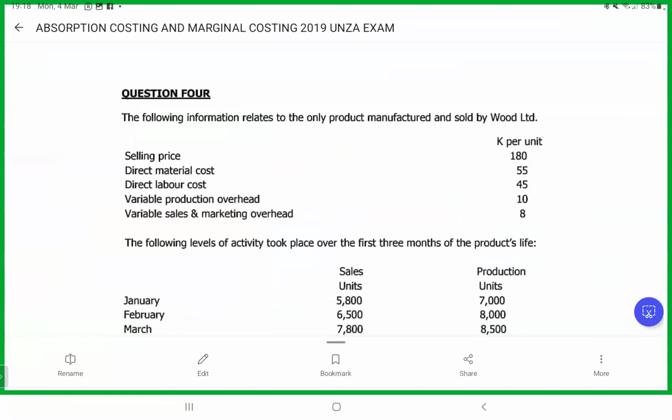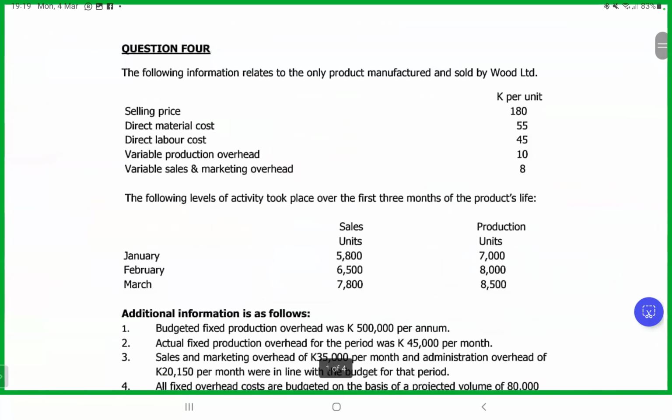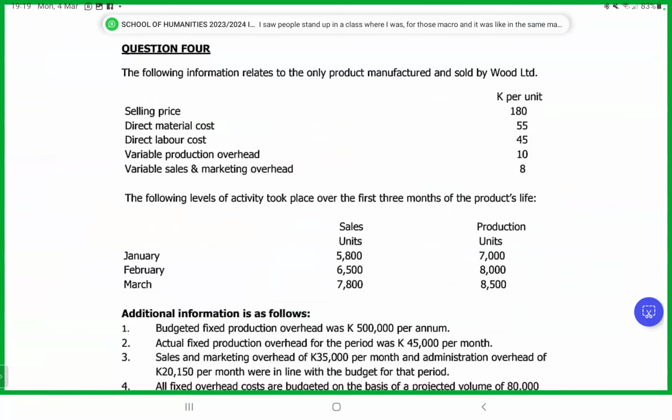Okay, so this question that we are presented with is an exam question. Of course, in this session we use a question from the University of Zambia, and the question is number 4. It reads that the following information relates to the only product manufactured and sold by this particular company. So the company is manufacturing a product and selling the only product in question. So as the company is doing that, what are we expected to do?